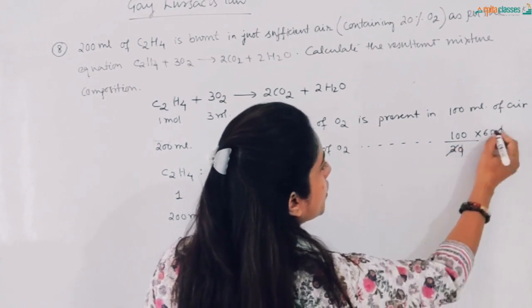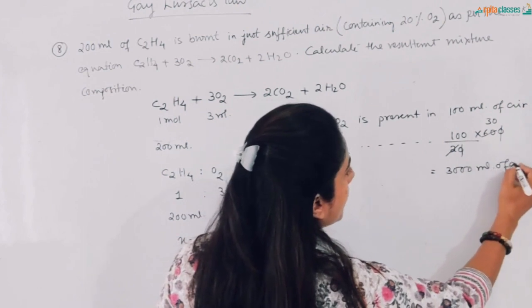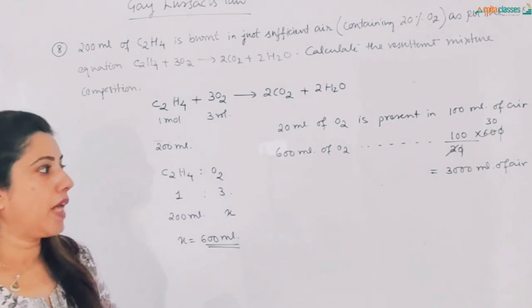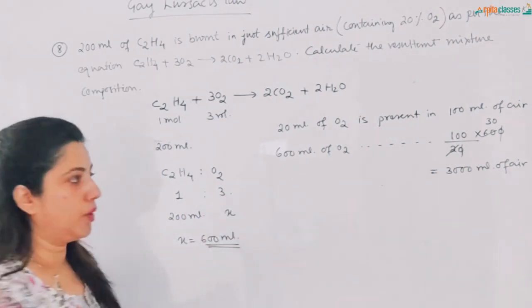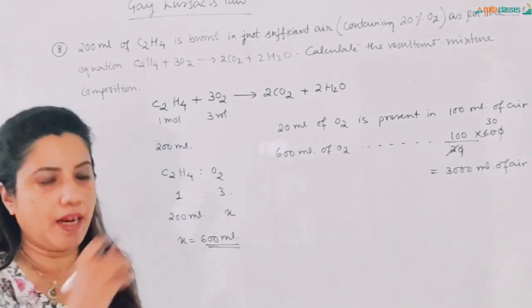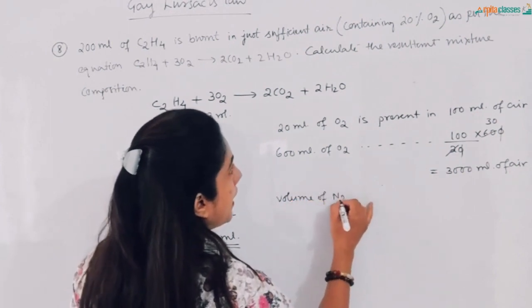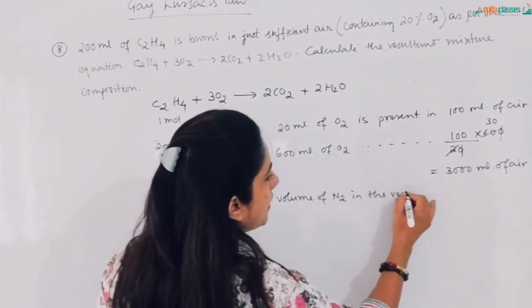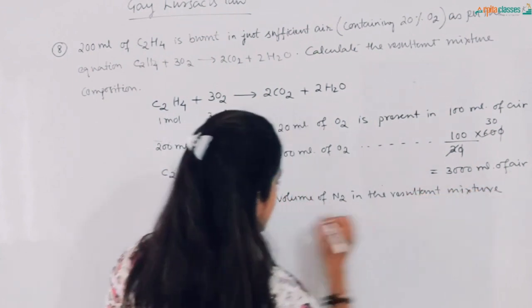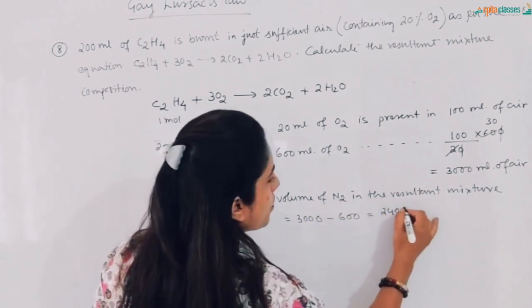0, 0 cancel, 2, 30. So it is 3000 milliliter of air will be required to get 600 milliliter of oxygen out of it. So that means the rest of the part will be nitrogen, because we are considering air is made up of two major gases, that is oxygen and nitrogen. So the volume of nitrogen in the resultant mixture, because that will be present in the resultant mixture, that is 3000 minus 600, that is 2400 milliliter.